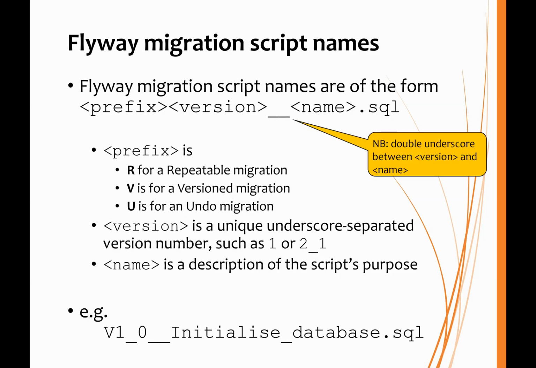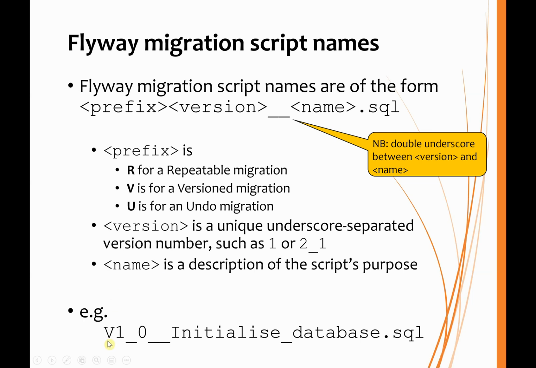Now, a Flyway migration script name is quite important because it tells IntelliJ what to do with the script. And the script name is of a fixed format. First, there is a prefix letter, followed by a version number, and then a double underscore. Please note that if you only put a single underscore, IntelliJ will not detect the script. It needs to be a double underscore, followed by a name that is meaningful to whoever is reading the file name, .sql. So the prefix can be R for repeatable migrations, V for a versioned migration, and U for an undo migration. The version is a unique underscore separated version number, so you might have version 1 or version 2.1, but it's underscore, not point. And the name is a description of the script's purpose.